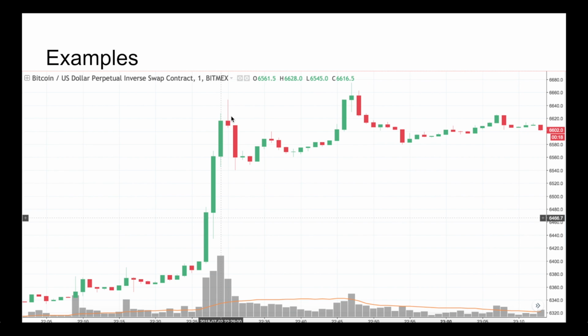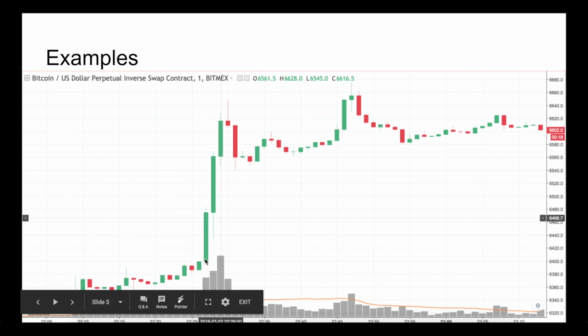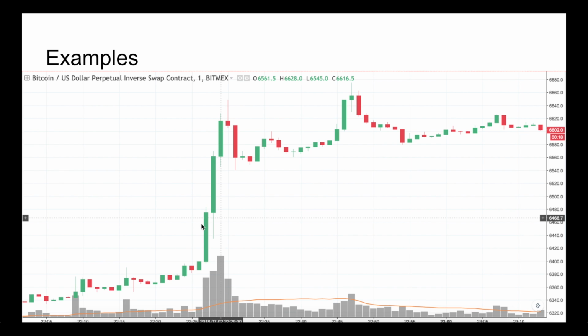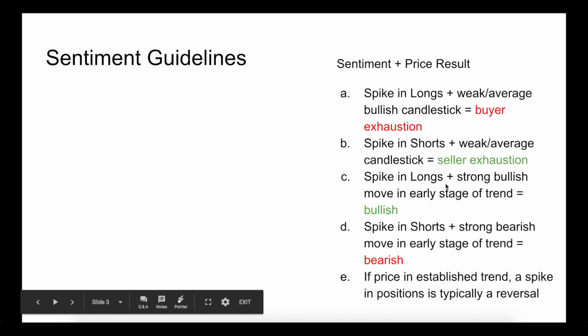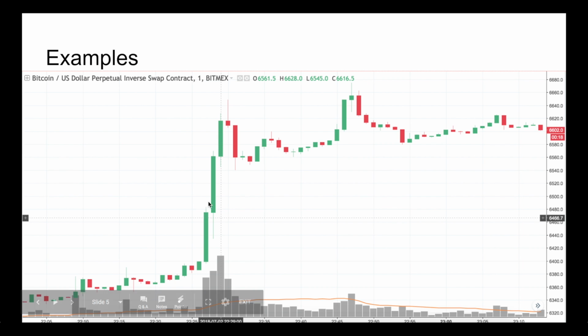This is typically a spot where we want to sell or to short, but one thing that I do want to say is do not trade against the trend on high momentum. We would not want to short here. And how in the world would we know not to counter trade against these kinds of markets when longs are spiking? Well, when you see a spike in longs, a strong bullish move in the early stage of a trend, that's typically going to be bullish, and that's what we have here. This is not a spot where we want to sell.